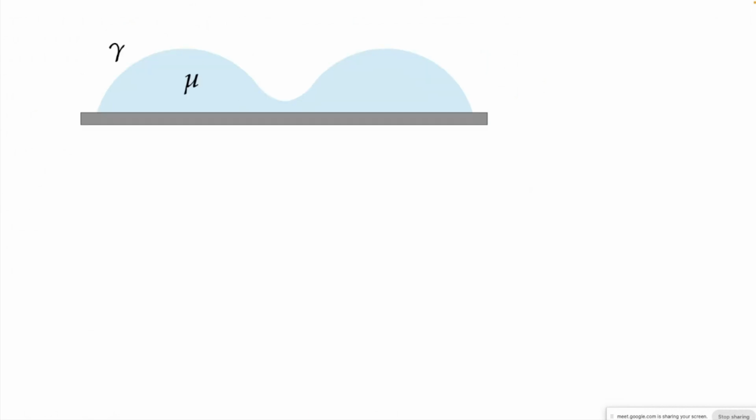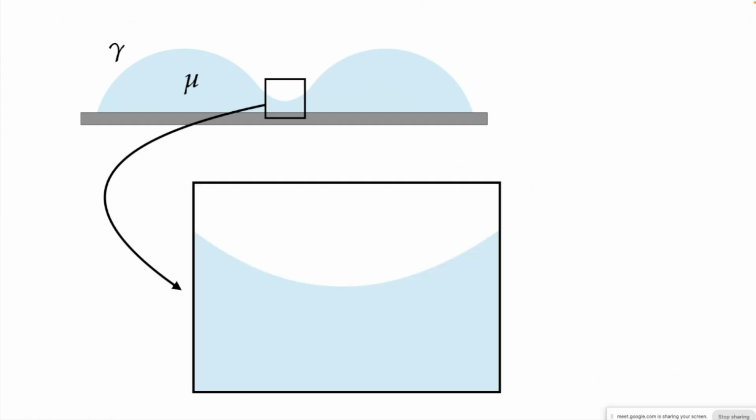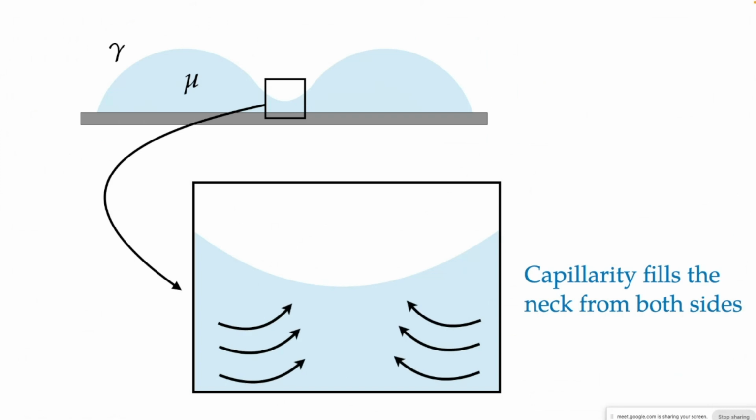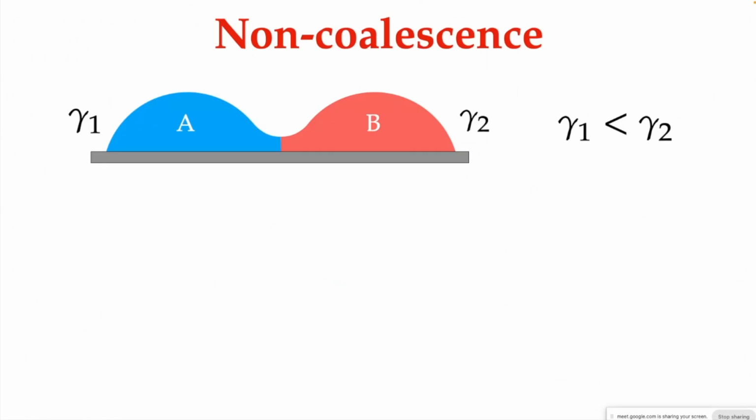We go into a bit more detail. So let's see what's happening in the neck. The neck has a negative curvature, and because of this, capillarity doesn't like it, and it wants to fill the neck from both sides, and it's symmetric from both sides. But what happens if we introduce 2 droplets which are miscible, but they have different surface tension? Now what you see is that on the left you have drop A with surface tension gamma 1, and on your right, drop B has surface tension gamma 2, which is bigger than gamma 1.